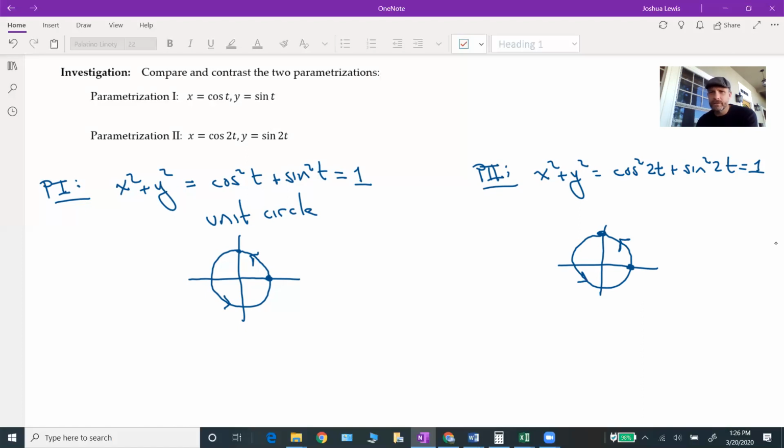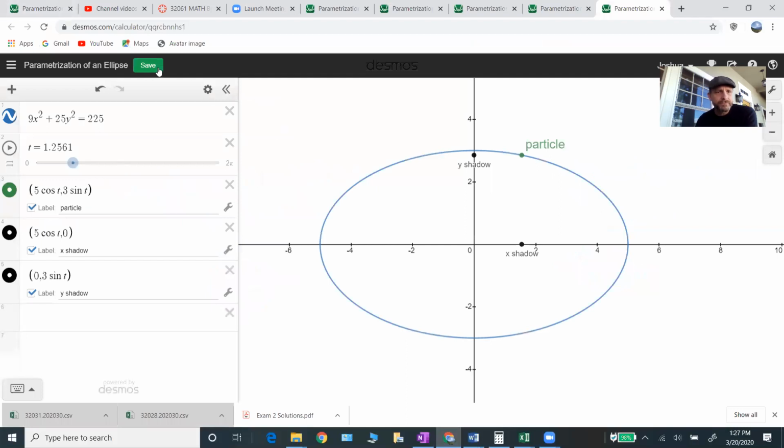So their path is the same, but what's different? Right, this is also the unit circle. What's different? Well, we can see that we have a 2t here and just a t here. So what does that 2t do? Well, you know what? Let's go over to Desmos and let's take a look.